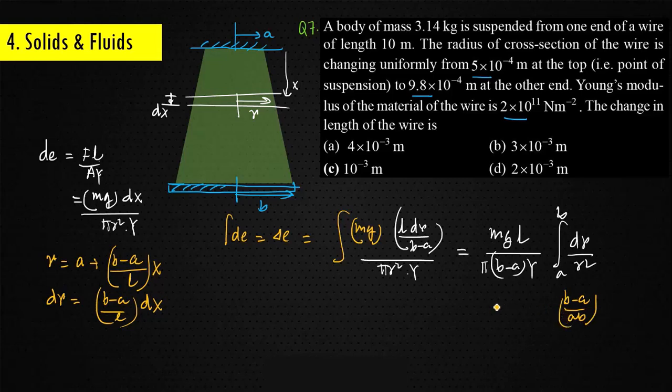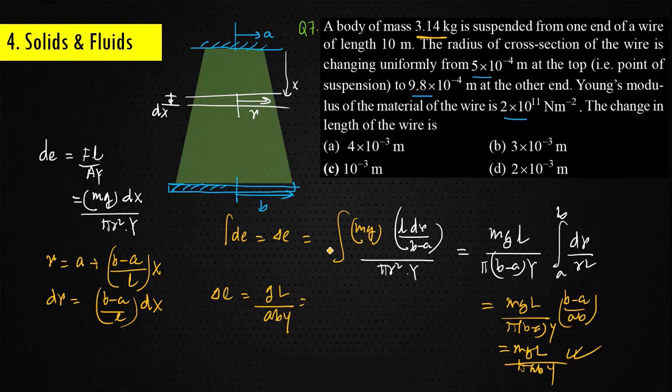And this is multiplied by mg L divided by pi into b minus a into y. So b minus a cancels out. Ultimately what I am getting is mg L divided by pi ab into y. That is the answer. All the information is given. m is 3.14 kg, that number is given, so m and pi will cancel out. I am left with GL by AB into Y. So the answer for delta E should be equal to GL by AB into Y.